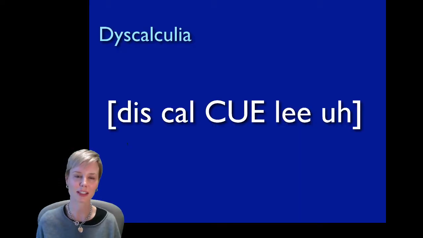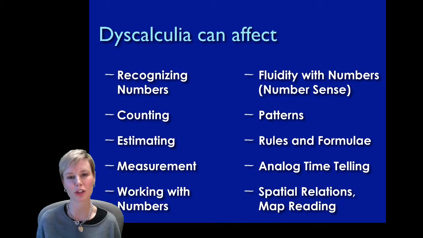Another common learning disability is dyscalculia. Dyscalculia affects the way that students recognize numbers, learn to count, estimate, and measure. It influences their fluidity with numbers, their number sense, their automaticity with math facts. It can affect their ability to memorize multiplication tables, for example. It can affect their ability with time telling.